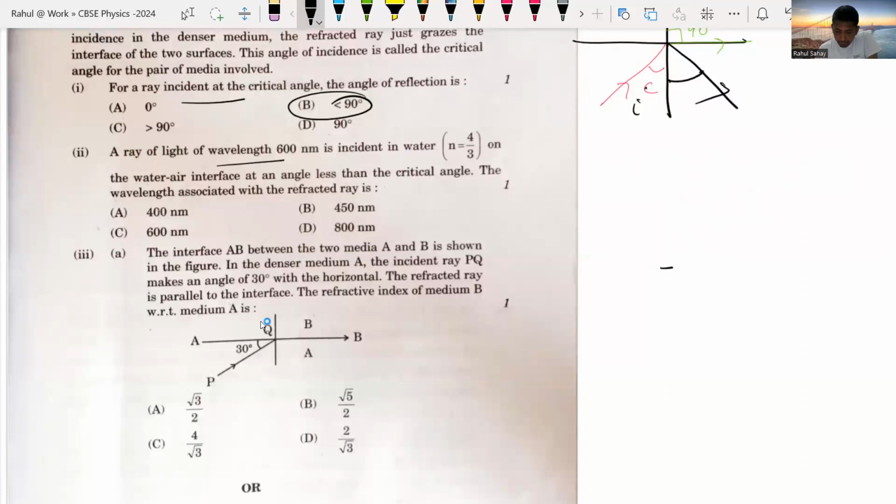Sin C, a ray of light of wavelength is incident in water. So sin C is equal to lambda 1 by lambda 2. This is 1 by mu, this is 3 by 4. A ray incident in water, so the refracted ray will happen in the second medium, right? So this is 600 by lambda 2.